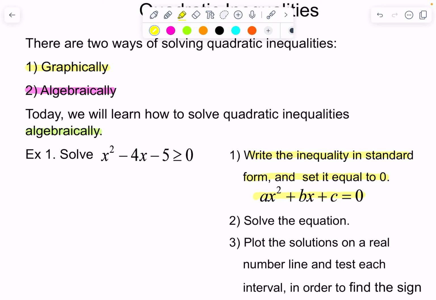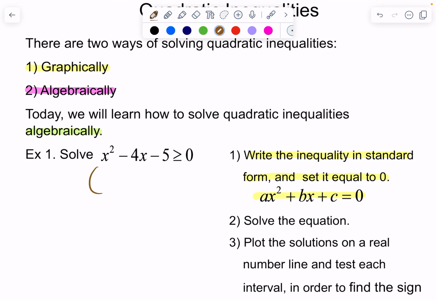Well, we have a lot of choices now, a lot of tools that we can use for solving. If there's no bx term, we can use the square root method. If there is a bx term, then we can either factor and use the zero product property, complete the square, or when in doubt, use the quadratic formula. But I'm going to go ahead and try to factor this first.